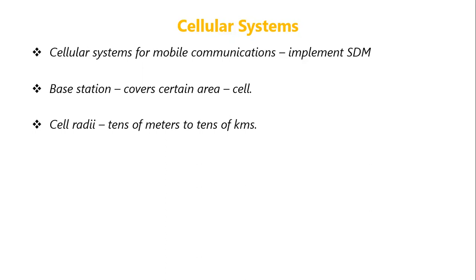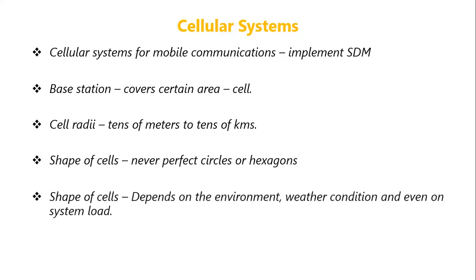The shape of the cells is normally represented by using a hexagon, but it need not be a hexagon or a perfect circle in the real world. In the real world, the shape of the cell depends on the environment. The environment includes buildings, mountains, valleys, whatever is there in the environment. So depending on the environment, the structure of the cell will change.